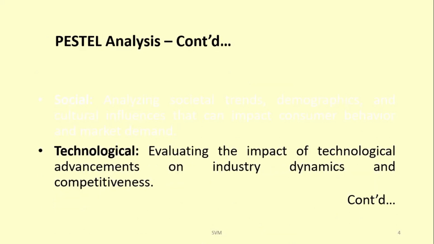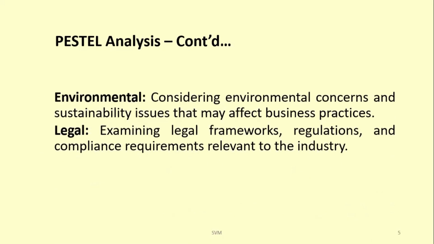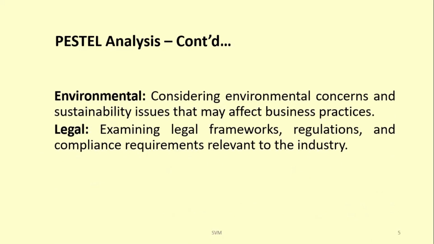Next letter T stands for technological. In this, we will evaluate the impact of technological advancements on industry dynamics and competitiveness. The next letter E stands for environmental, considering environmental concerns and sustainability issues that can affect our business practices. Next letter L stands for legal, where we examine the legal frameworks, regulations, and compliance requirements relevant to our industry. We'll understand now with an example.